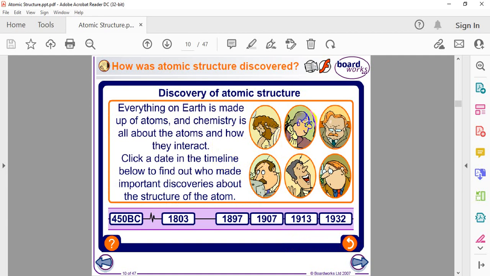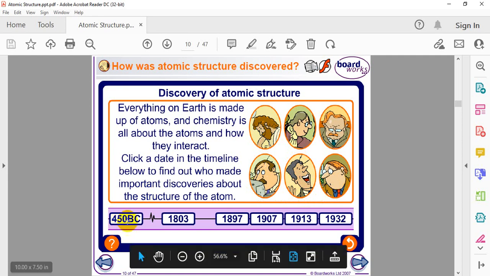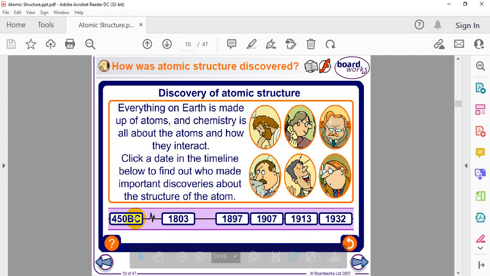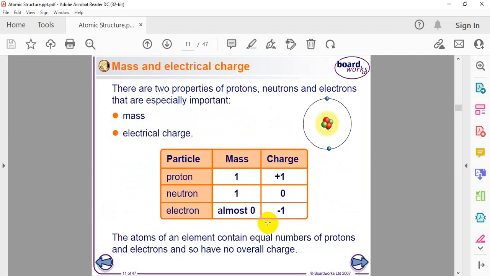These are various scientists who discovered the structure of an atom. So if you Google 450 BC, which scientists discovered something about the structure of an atom? 1803, 1897, 1907. So look out for these dates and the various scientists who made a discovery of the structure of the atom.